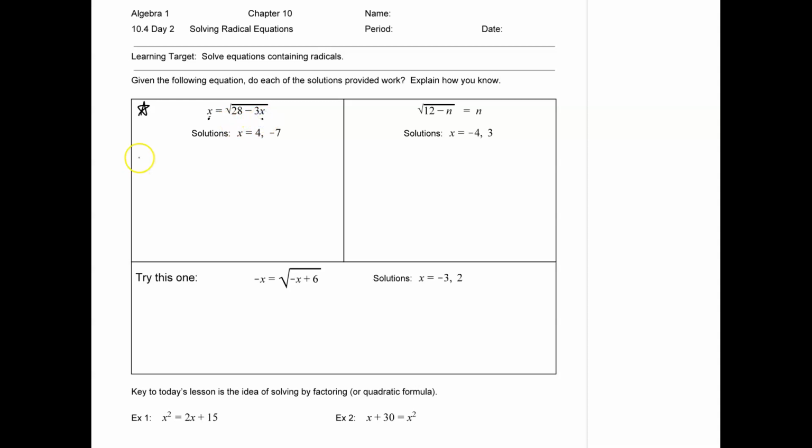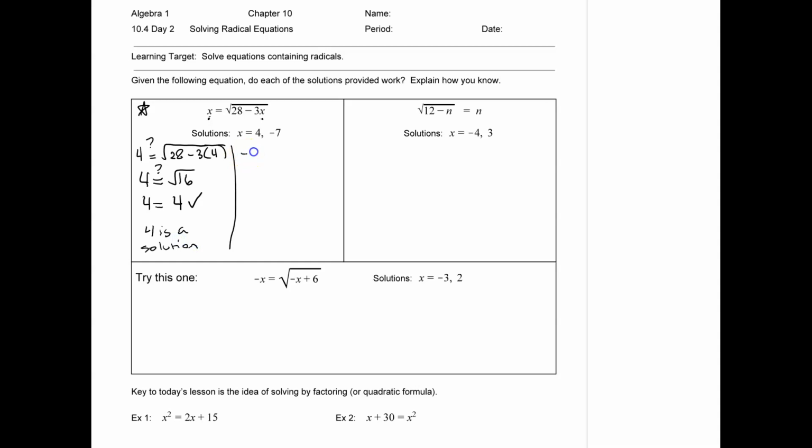and we're going to plug that in everywhere we see an x. So starting with 4, we're asking ourselves, is that equal to the square root of 28 minus 3 times 4? 3 times 4 is 12. 28 minus 12 is 16. And we're still asking ourselves, are these two things equal? Square root of 16 is 4. So it works. So 4 is a solution. And we have checked that.